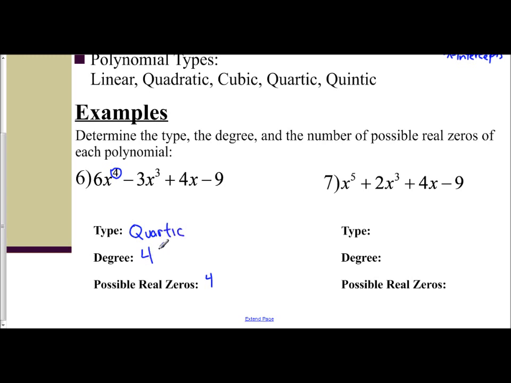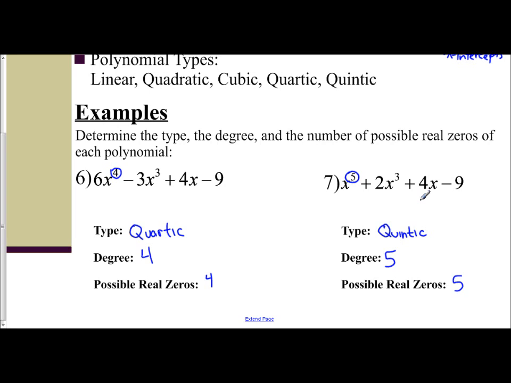polynomial. If we look at the next one, x to the fifth plus 2x cubed plus 4x minus 9, looking at my exponents for my variable, 5 is the largest one. So my degree is 5, which means I'm going to have a possible number of 5 real zeros. 5 x-intercepts are my possibilities. And the type, well, if you have 5 zeros, a chance of 5 x-intercepts, a degree of 5, that is what we call a quintic polynomial.